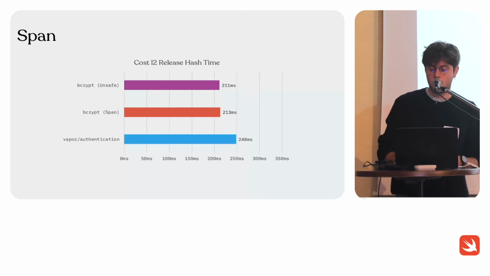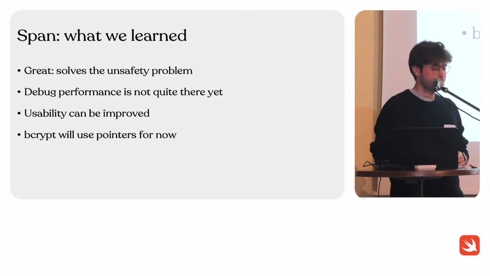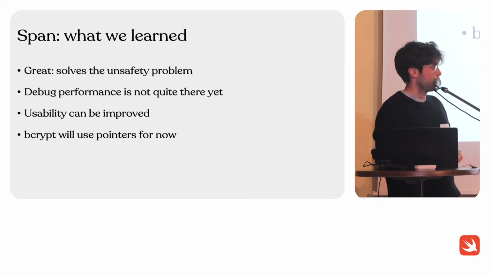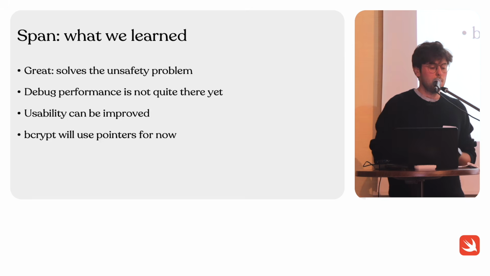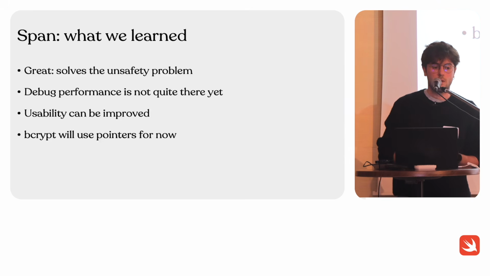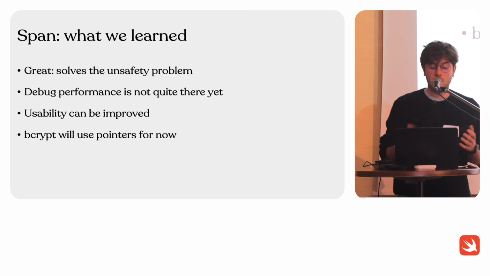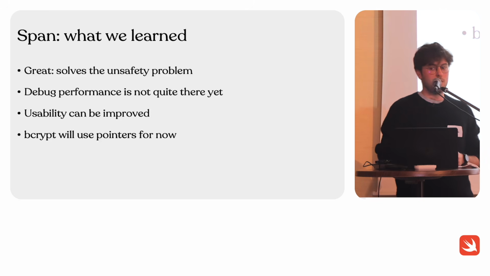So what did we learn about span? It's great because it solves our unsafety problem. Unfortunately, debug performance is not quite there yet, at least for this package. Usability, in my opinion, can also be improved, because having to define lifetimes could be done, I think, from the compiler side instead of doing it manually. And for these reasons, for now, Bcrypt will keep using pointers, and we will live with the 63 unsafety warnings.